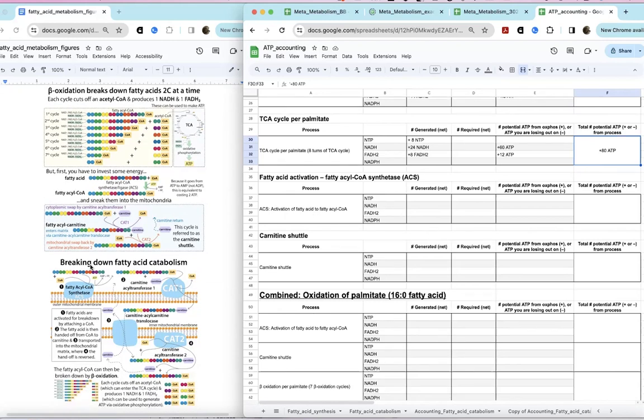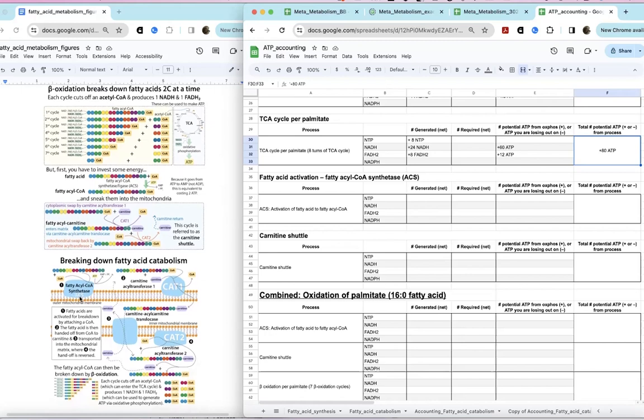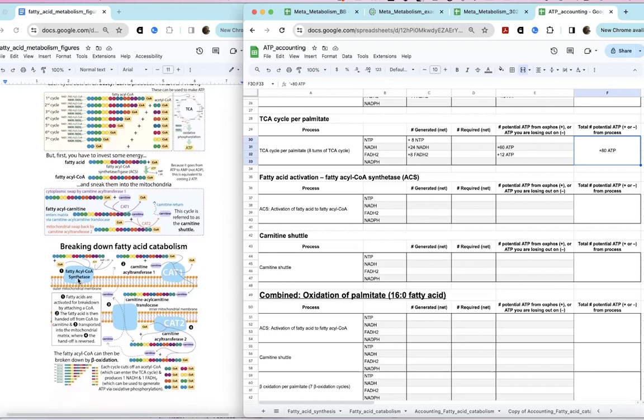Let's start with the activation of the fatty acid to a fatty acyl-CoA. So in this case, we have palmitate, and we want to turn it into palmitoyl-CoA. The way that we're going to do this is with fatty acyl-CoA synthetase, or ACS. This ACS is embedded in the outer mitochondrial membrane, and what it's going to do is take a CoA, take that fatty acid, take ATP, and basically plop that CoA onto the end of the fatty acid.